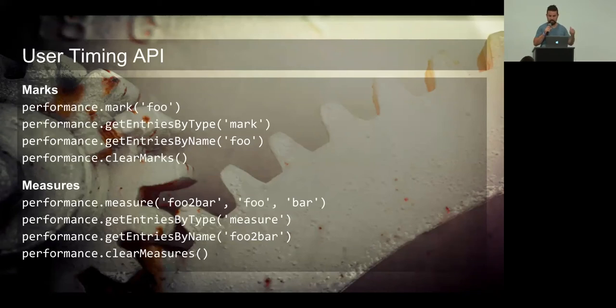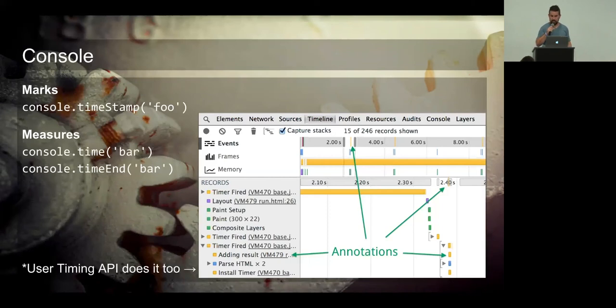Let's say this is just a mark named foo. You can retrieve it later, getting all the marks, or you can retrieve by name. The measures are very interesting because you can pass two marks and it computes the measure for you. The cool thing is that you already have the built-in mechanism in your browser to track everything, and some browsers report this information when you're profiling. As I can show here, console does the same thing.